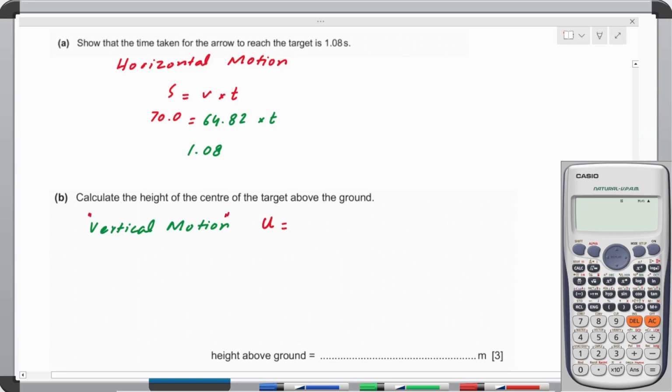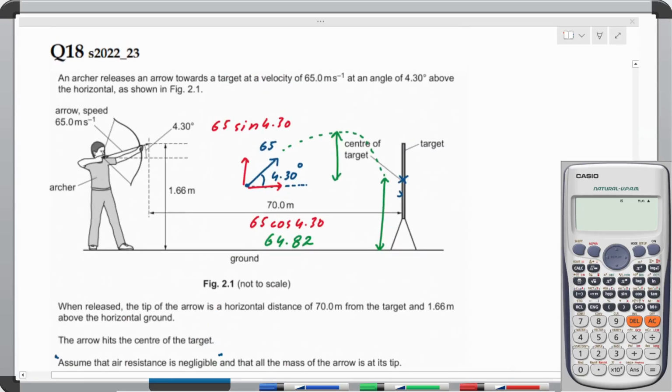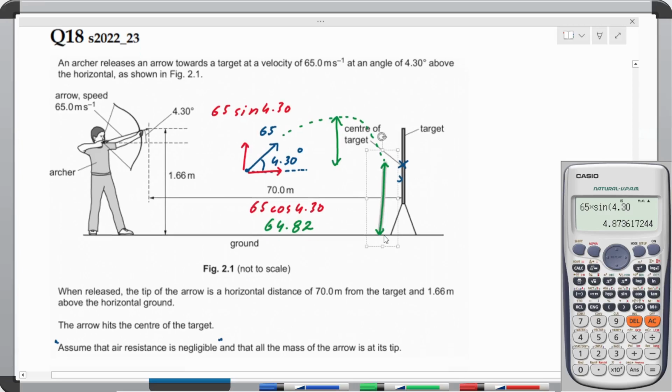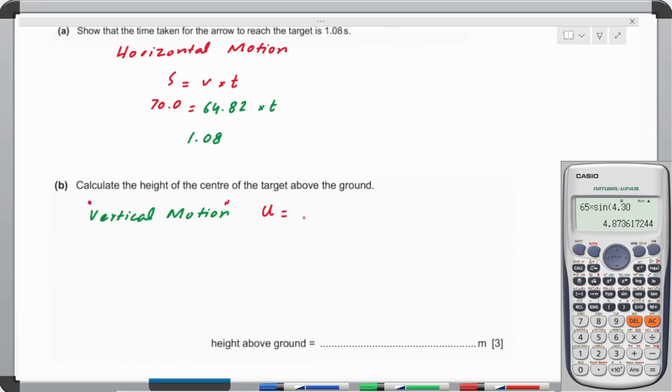The initial vertical velocity was, let me see from the data, 65 into sine 4.30. Then we hit it on the calculator, and you'll be getting the initial vertical component of the velocity, which is 4.87 meters per second.